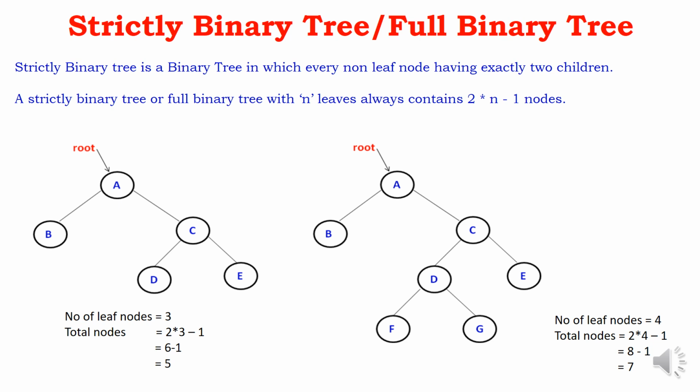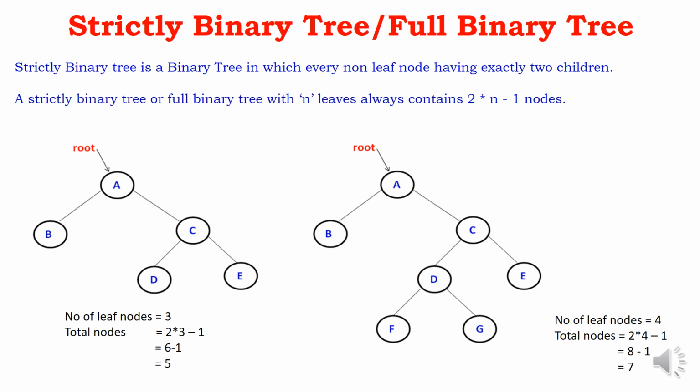Strictly binary tree or full binary tree. A strictly binary tree is a binary tree in which every non-leaf node has exactly 2 children. In a strictly binary tree or a full binary tree where there are n leaf nodes, the total number of nodes may be 2 into n minus 1, where n is the number of leaf nodes.